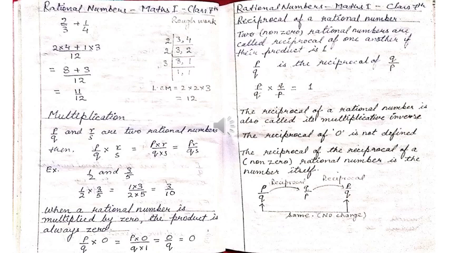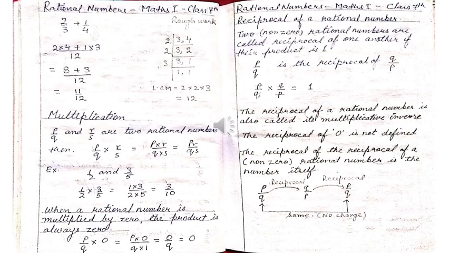Now we will discuss multiplication. P upon Q and R upon S are the two rational numbers. It is the simplest way to understand: just simply multiply numerator into numerator and denominator into denominator, and it is PR upon QS. Now 1 by 2 into 3 by 5, we just simply multiply it, then the answer will be 3 upon 10. When a rational number is multiplied by 0, the product is always 0. This you have already studied in the property of 0 in class 3rd.